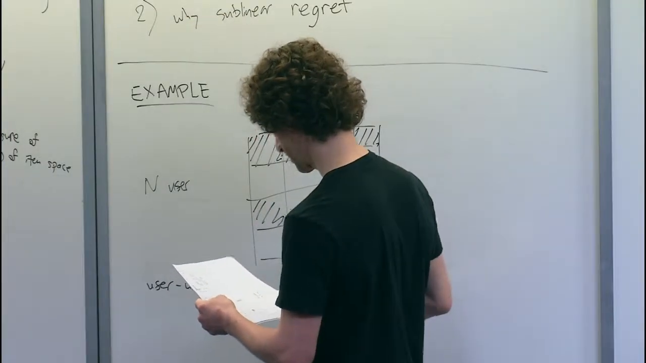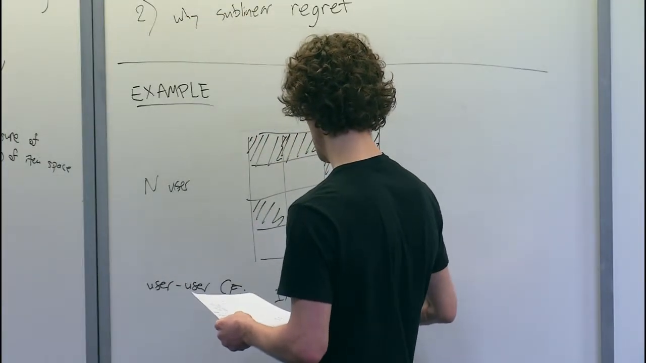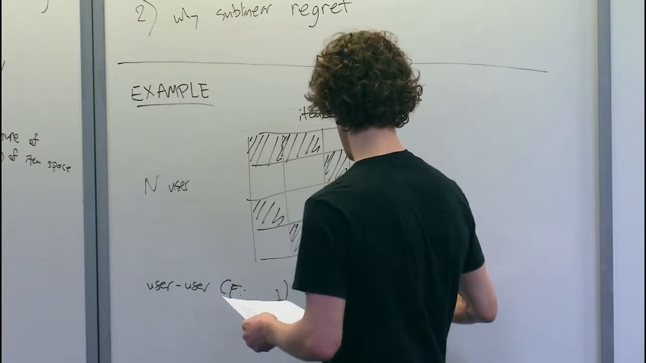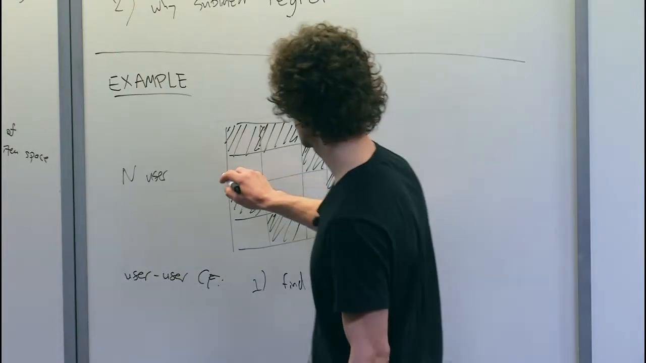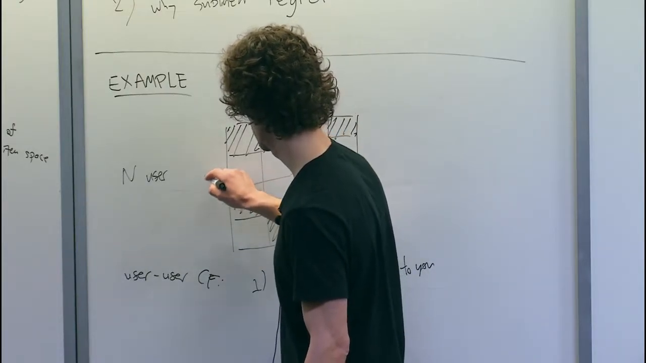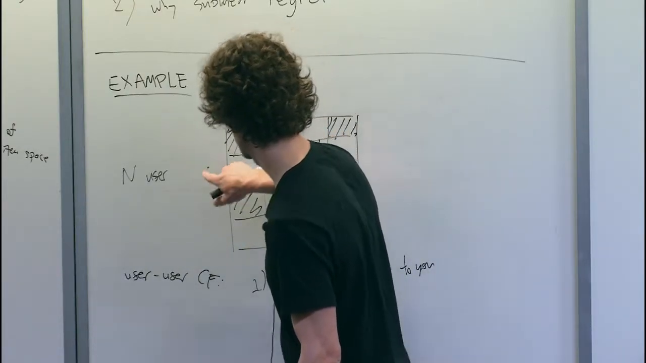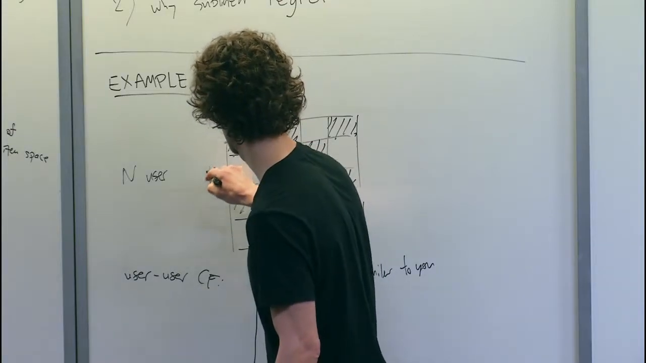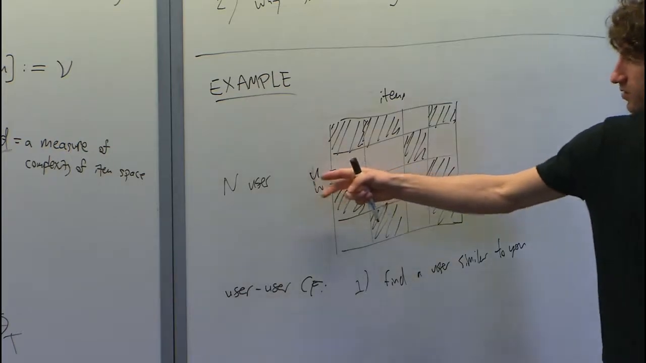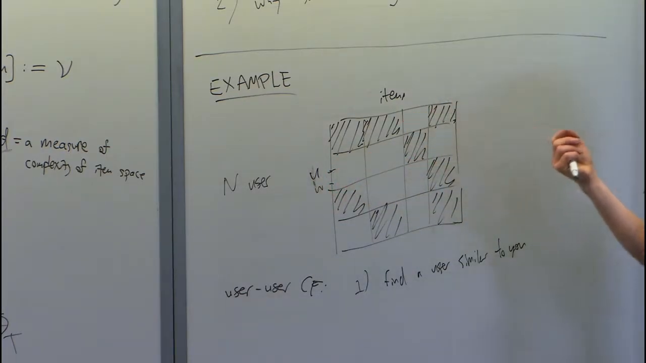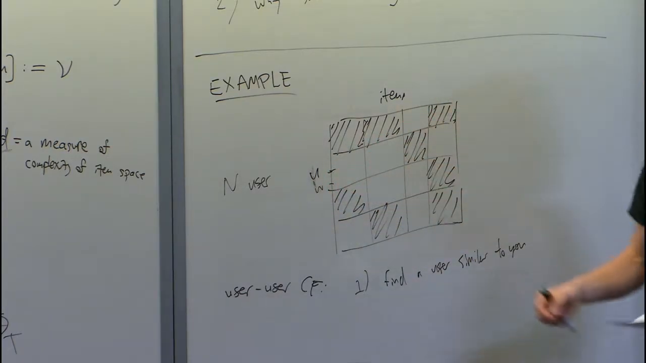So, user-user collaborative filtering. Step 1 is find a user similar to you. What that means is if you're a particular user here, so this is maybe user U, and this is some other user W. And these two users have identical preferences, right? The rows are the same, so we say these are similar, and maybe some other users are different.